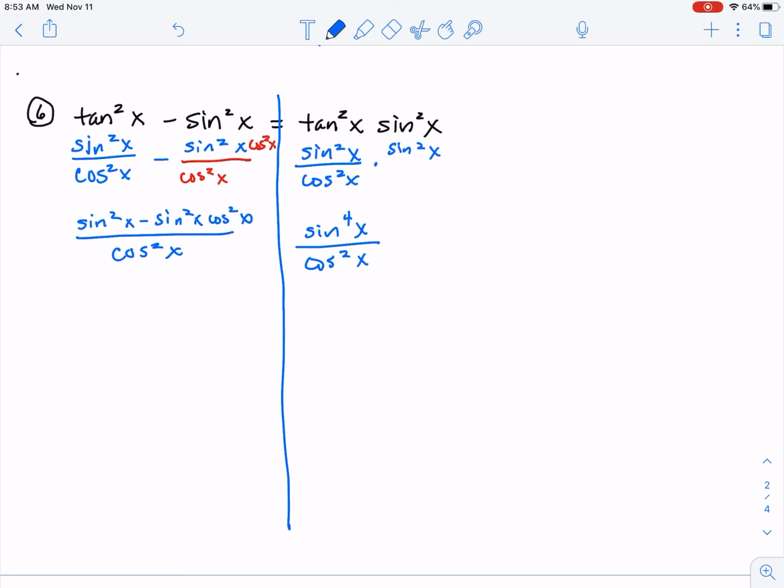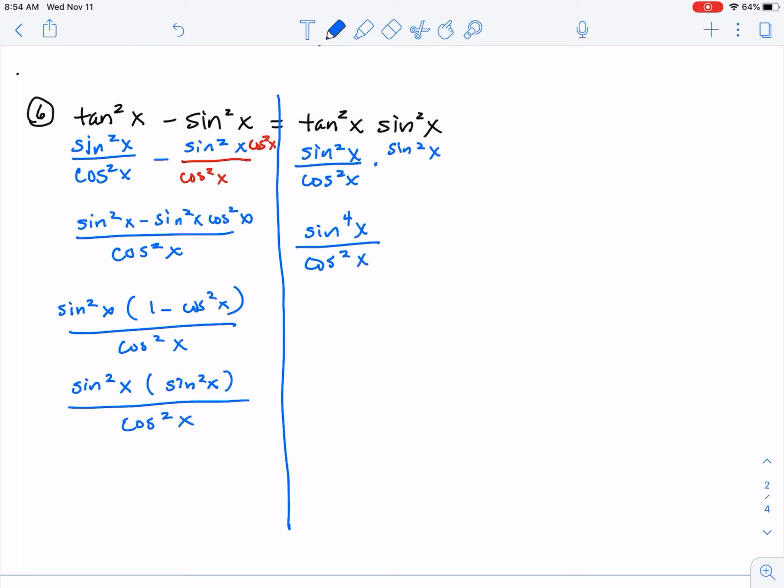I notice on that top part in that numerator, I can factor out a sine squared. And in the parentheses, I have 1 minus cosine squared. And then I have sine squared, and 1 minus cosine squared is sine squared, because that's your Pythagorean identity, over cosine squared x. And sine squared times sine squared is sine to the 4th over cosine squared x. Well, that's exactly what I have on this right-hand side. So I have proven it. Left-hand side equals the right-hand side.